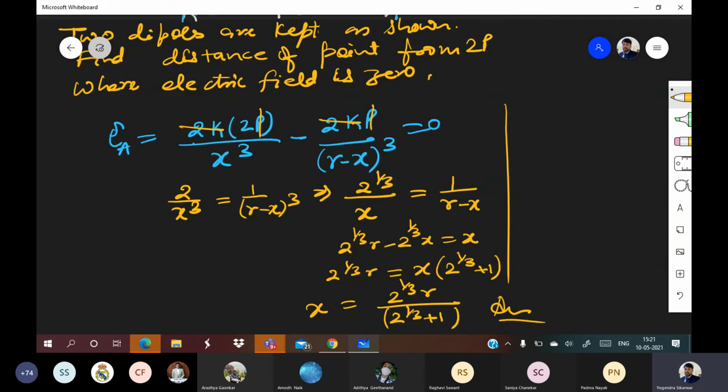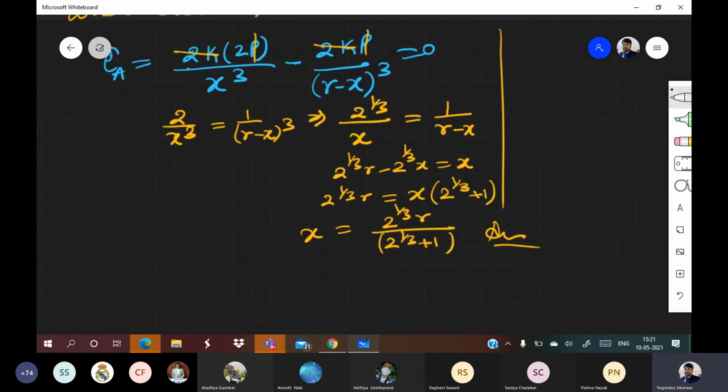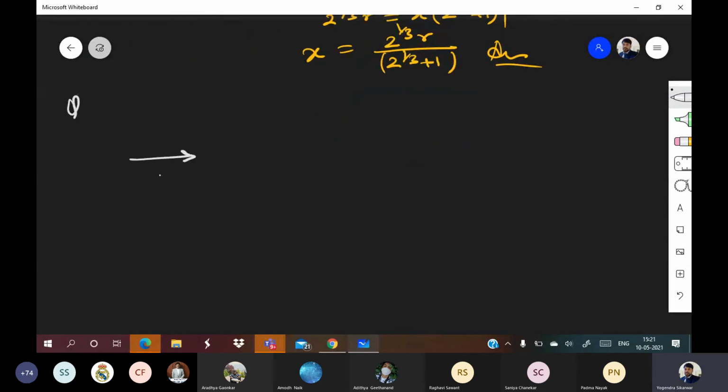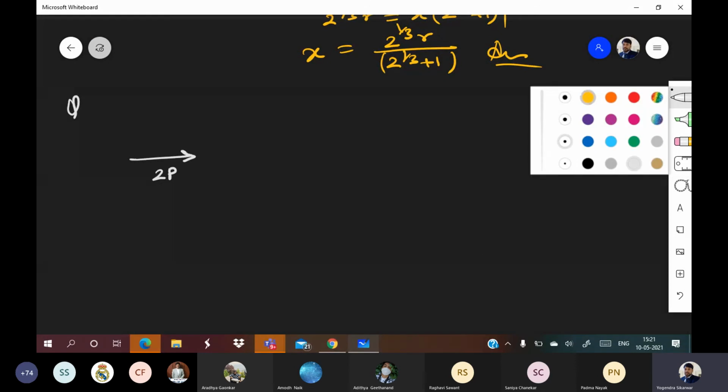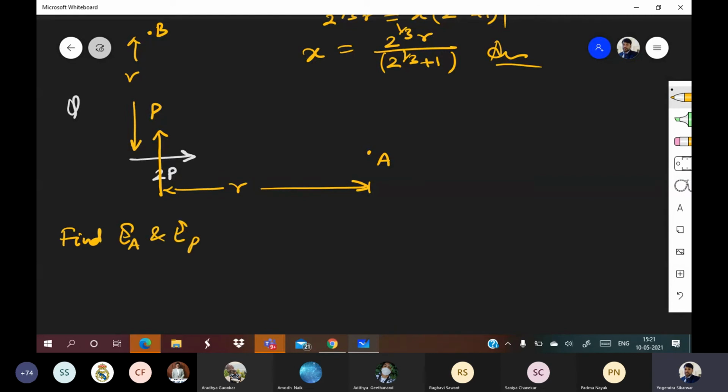Next question, everyone. This is a dipole 2p. Another dipole is p. There are two points, one is A and one is B. Separation is the same, R. The question is: find EA and EB. So basically we are finding magnitude.